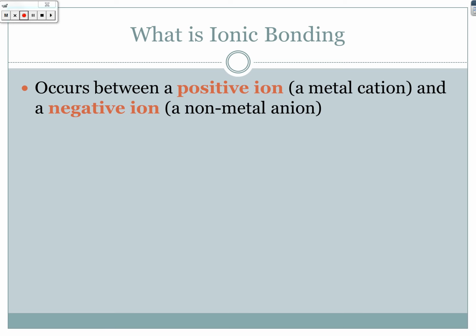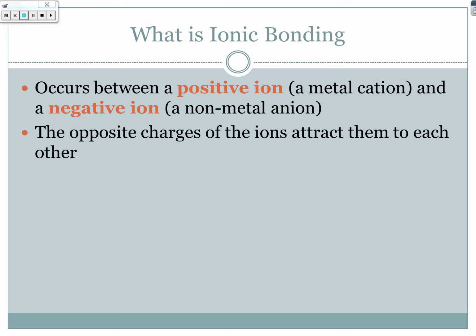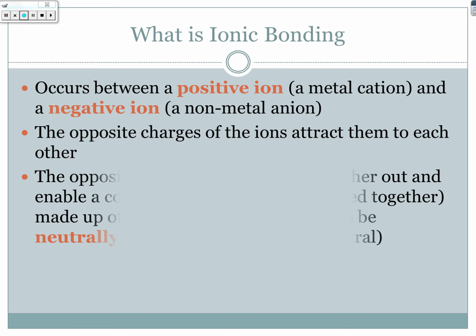So the key words here are positive ion, which is referring to a cation, and a negative ion, which is referring to an anion. And the negative ions, or anions, are typically non-metals, and the positive cations are typically metals because of where they're found on the periodic table. The opposite charges of the ions attract each other. So the negative charge on the anion is being attracted to the positive charge on the cation.